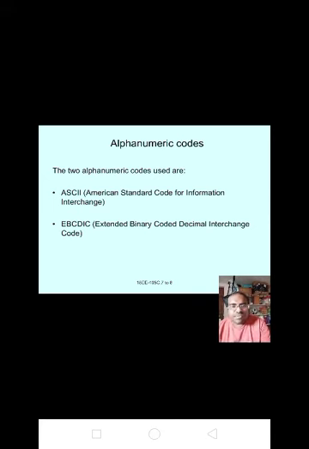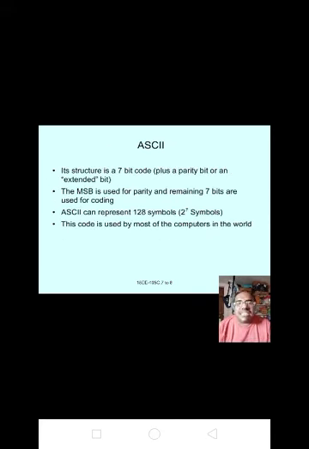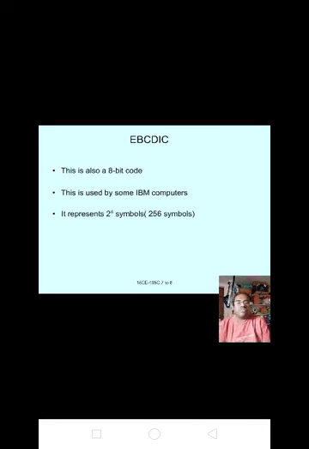Most important one. Next, ASCII. It is a structure in 7-bit code plus a parity bit or an extended bit. The MSB is used for parity and the remaining 7 bits are used for coding. ASCII can represent 128 symbols, that is 2 power 7. This code is used by most of the computers in the world. Next, EBCDIC code is an 8-bit code. This is used by some IBM computers. It represents 2 power 8 symbols, that is 256 symbols.